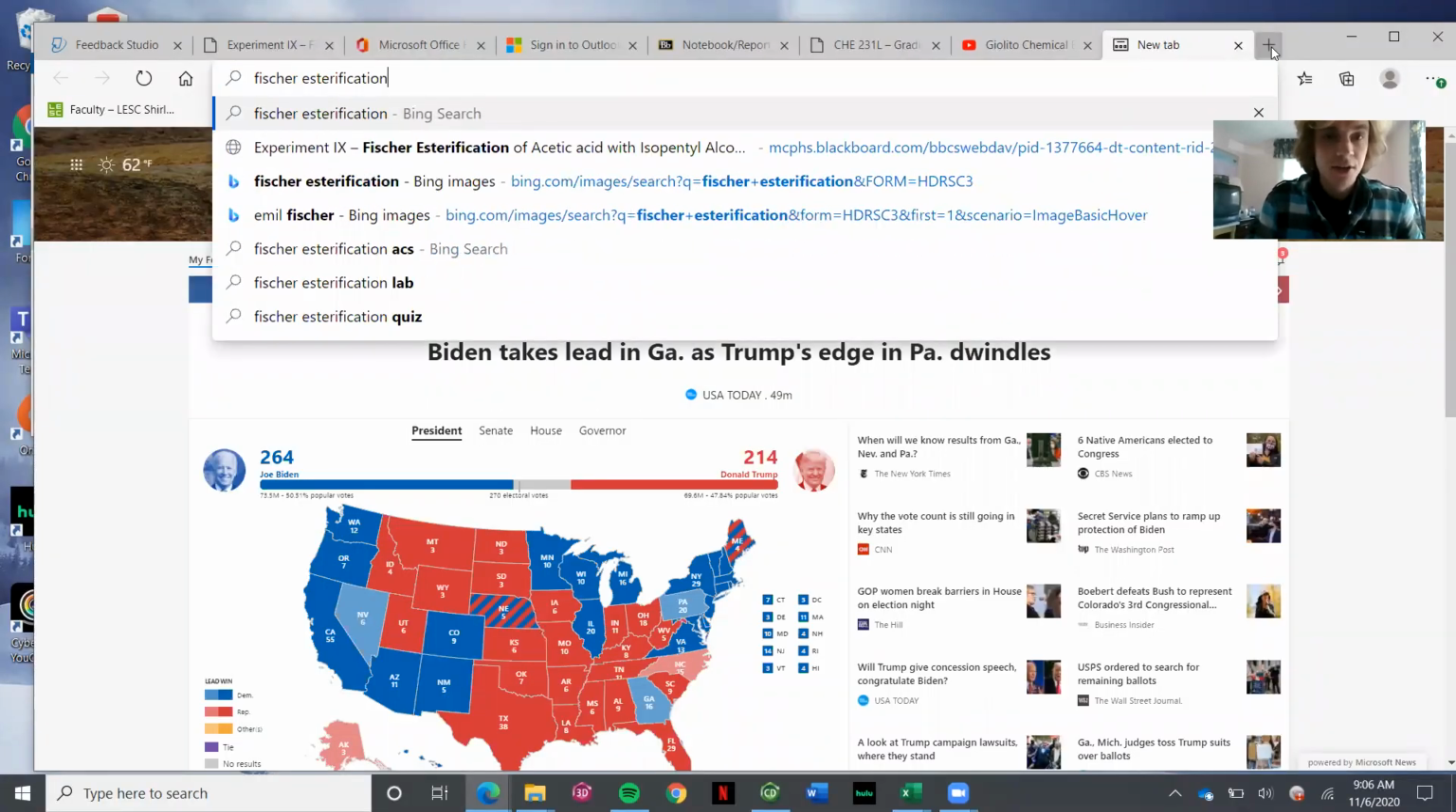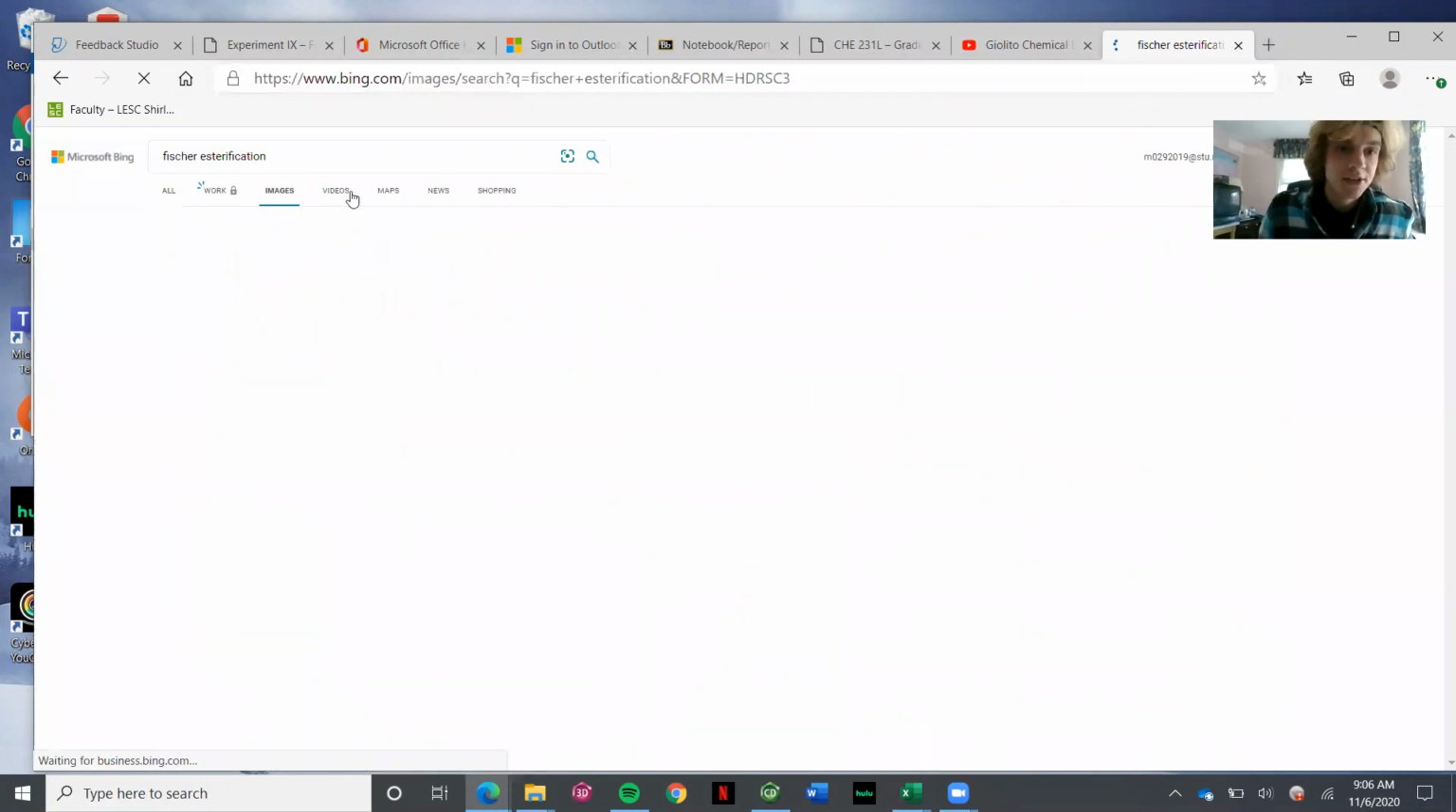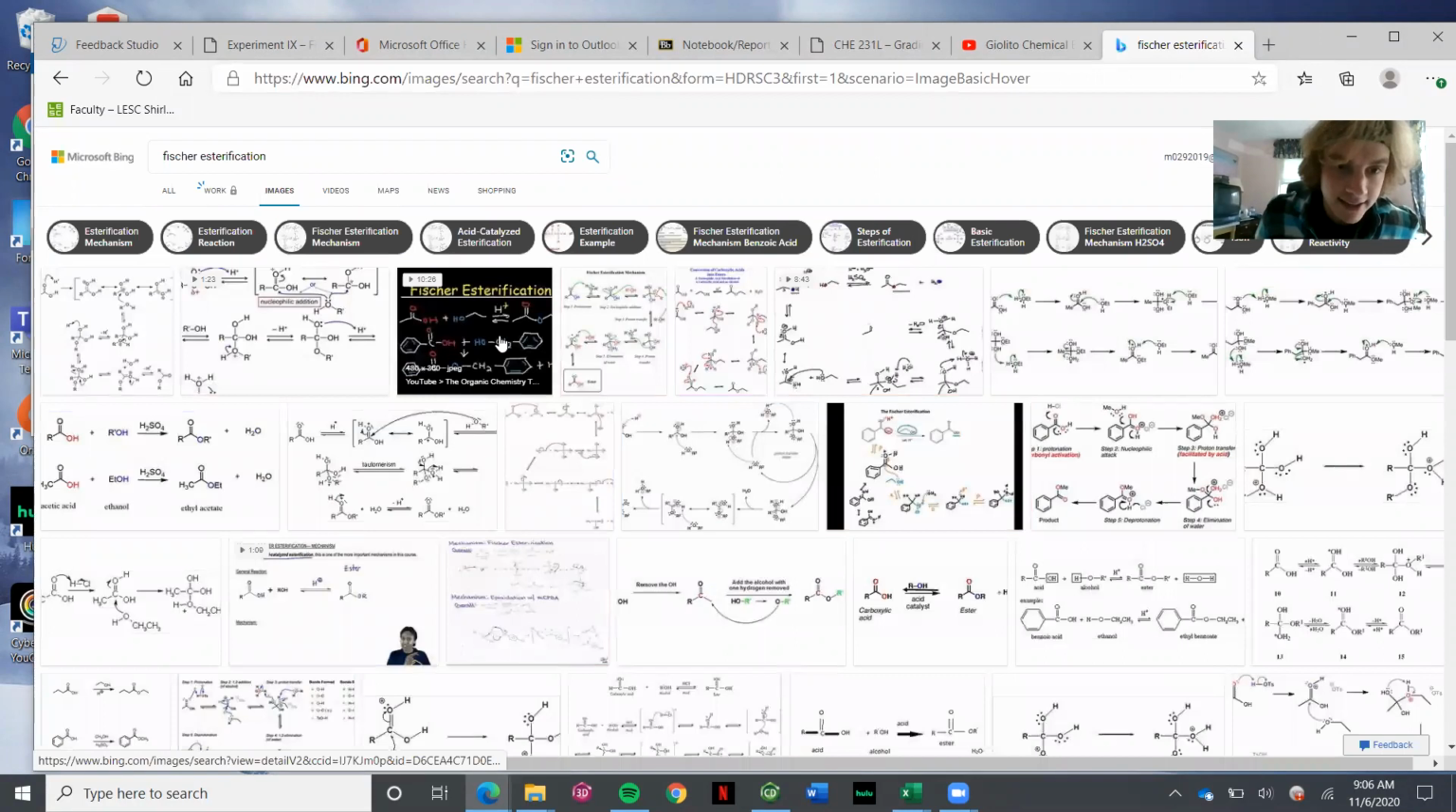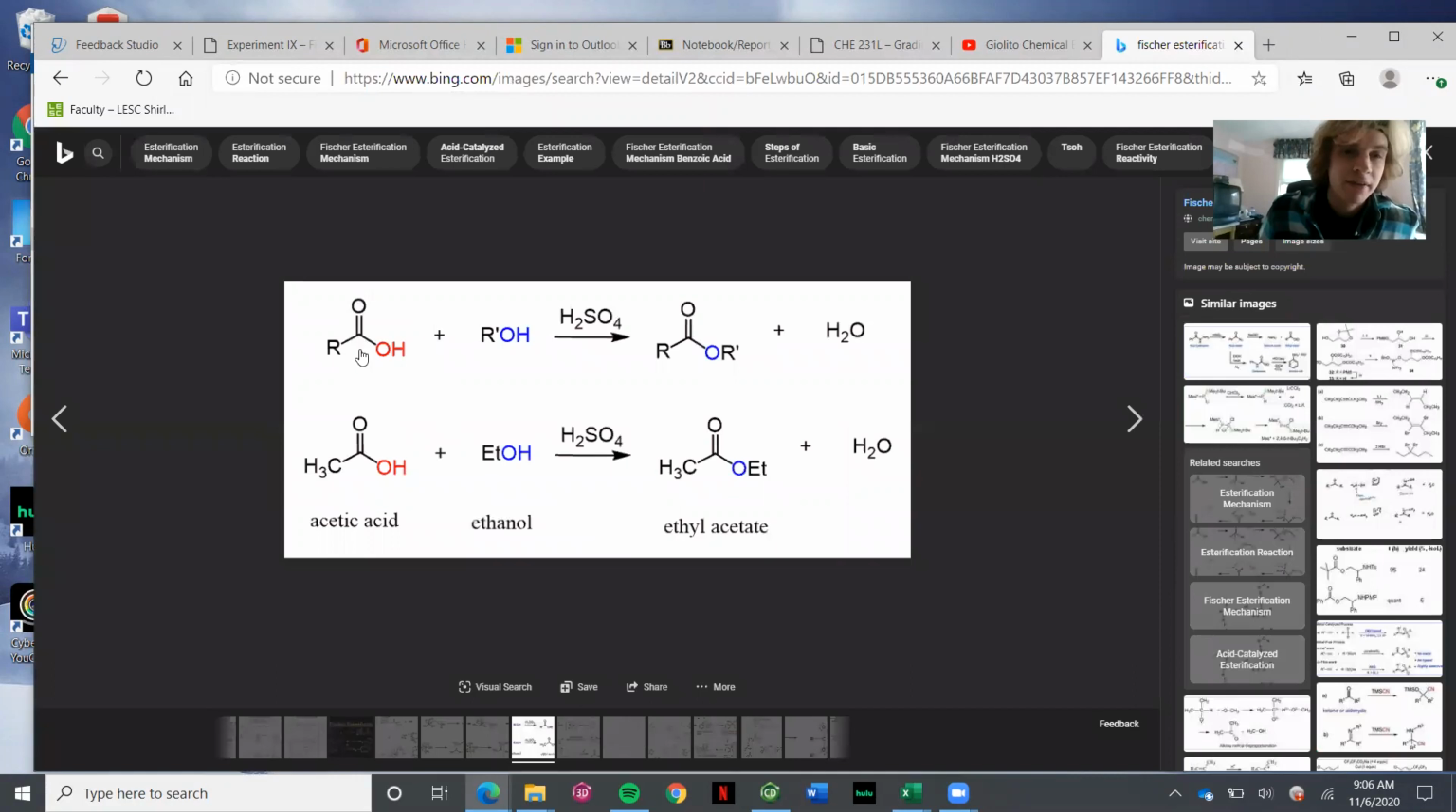Fischer esterification. It's the main way to form esters. You guys know what esters are. You can take an alcohol and carboxylic acid and combine them to form an ester. So right here, you have a carboxylic acid coming together with an alcohol. Here we have acetic acid with ethanol and H2SO4, sulfuric acid. And in this case, it forms ethyl acetate with water byproduct. So it's essentially a condensation reaction. Water is being evacuated and ester is condensing and forming. So let me just jump back, stop sharing.